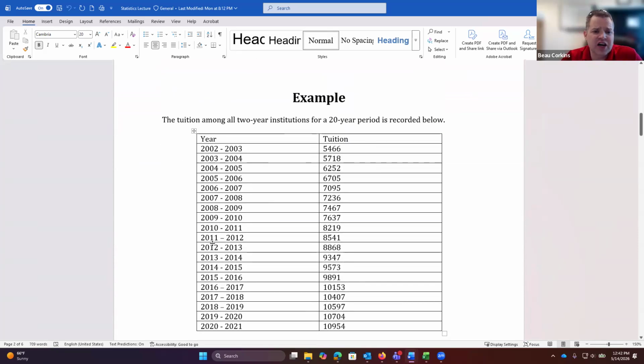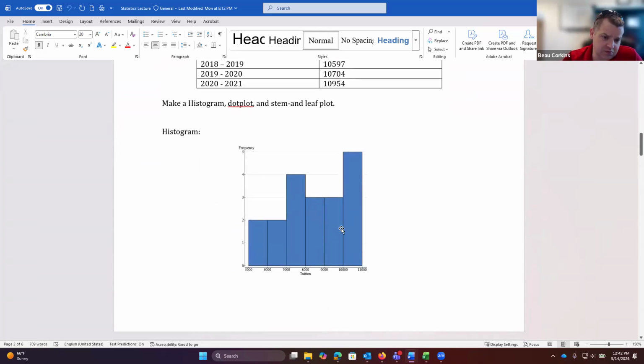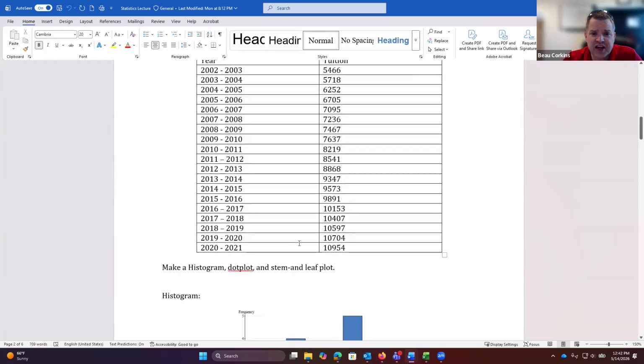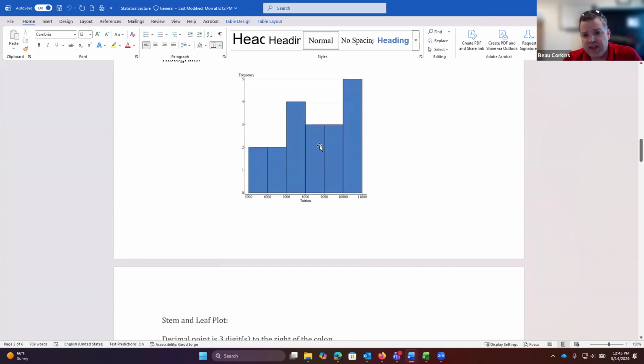I'm going to look at tuition data for a 20-year period, and the main picture we create is a histogram. Notice it kind of looks like a bar chart broken into bins. This bin says tuitions between 5,000 and 6,000. There were two values there, which is exactly what we had in the data. That's what a histogram is. These bins are auto-created by the technology, so we don't have to worry about that, but you can identify them, particularly if you're trying to get a better look at the shape.